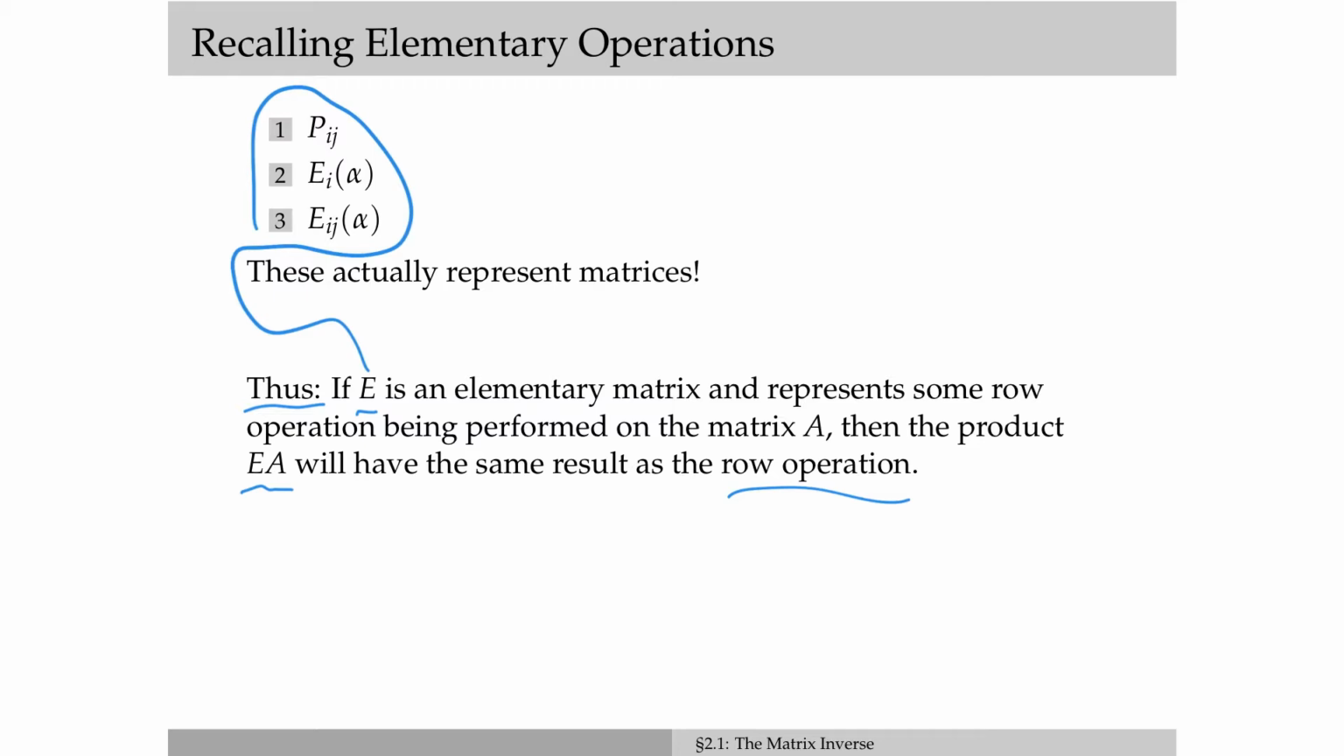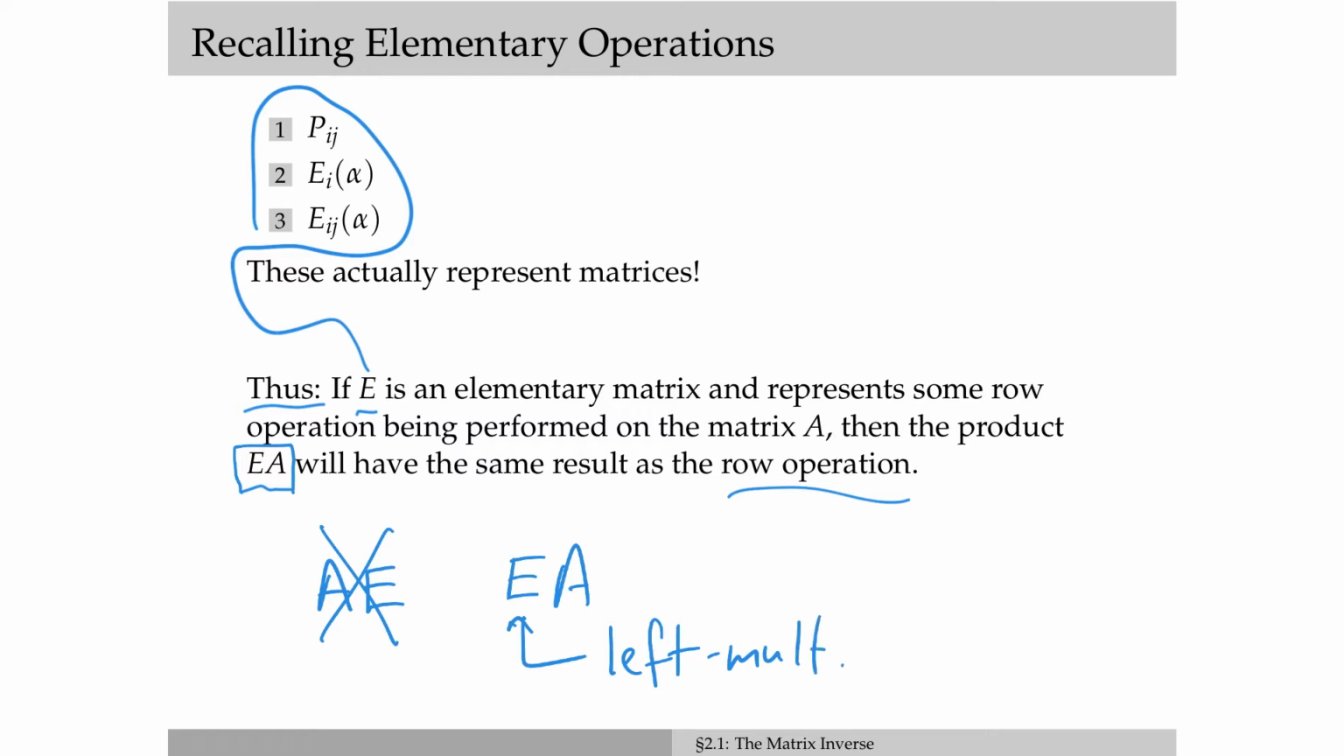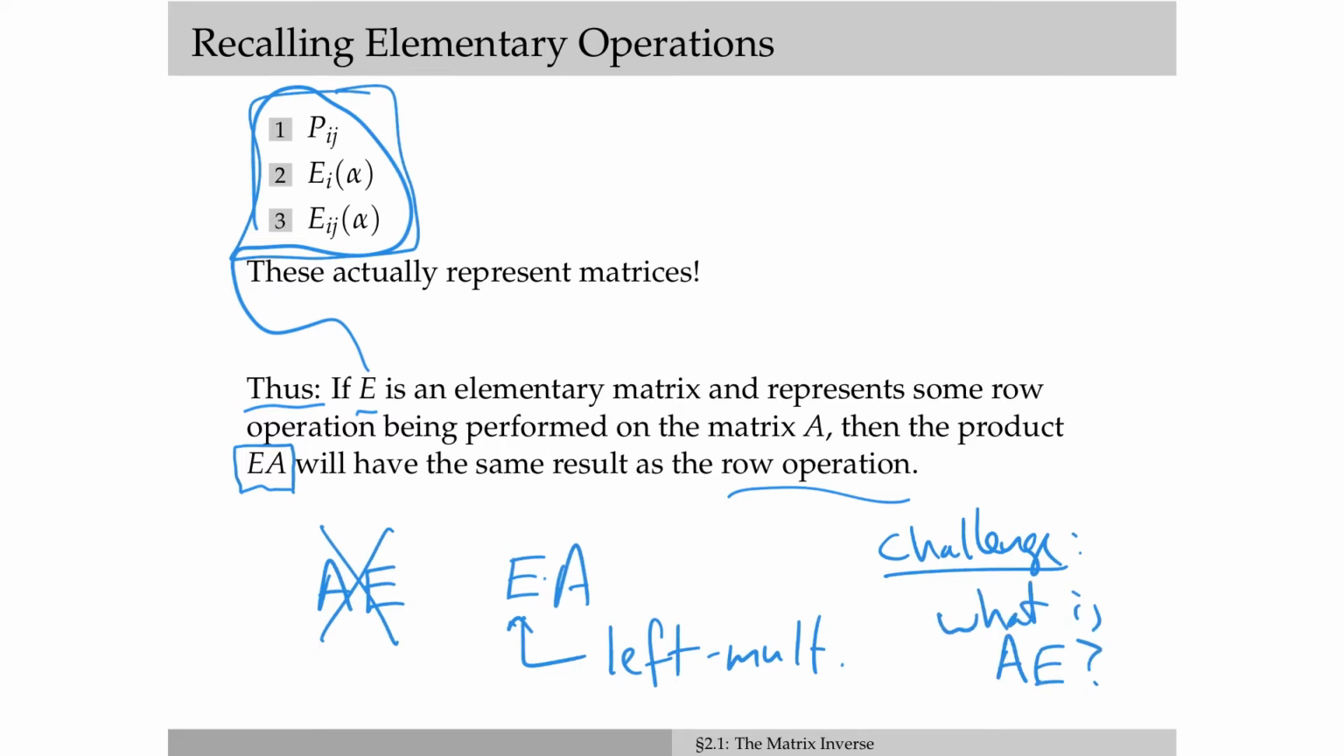Now, what's important to note here is this. I do not say AE. I explicitly say EA. So these elementary matrices always work by left multiplication. Because remember, matrix multiplication is not commutative. So it's left multiplication that actually enacts these 3 operations. Now, as a little challenge, what is AE? How can you view those? So that's something for you to ponder.